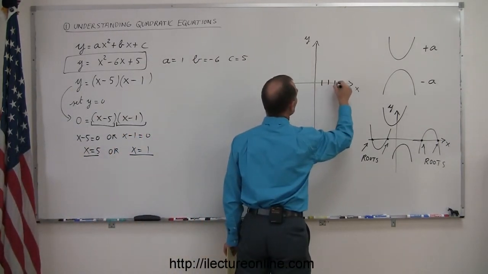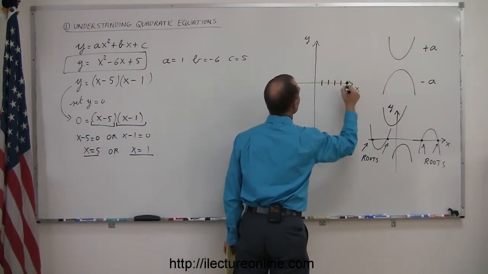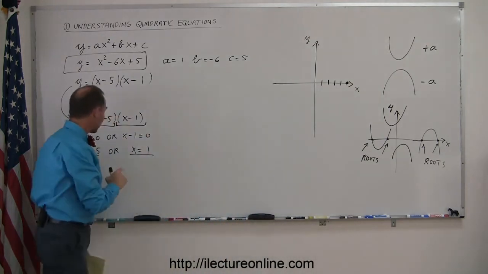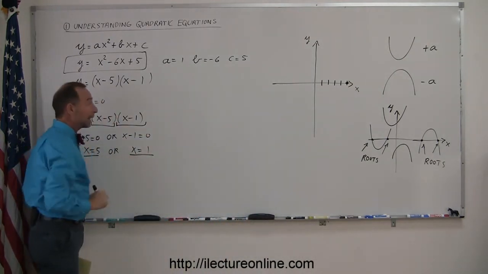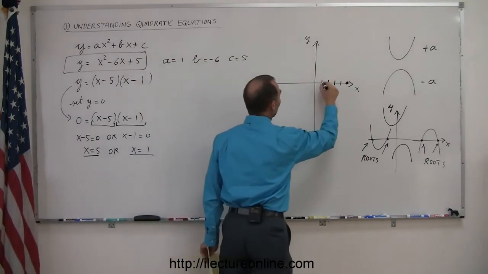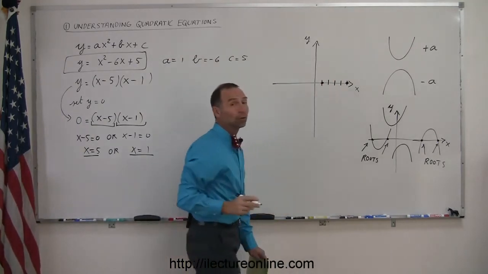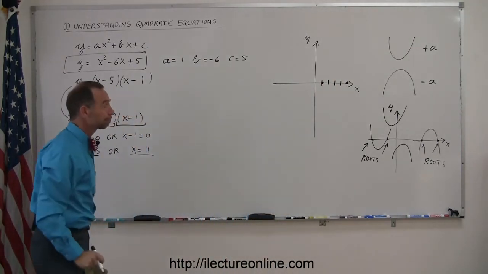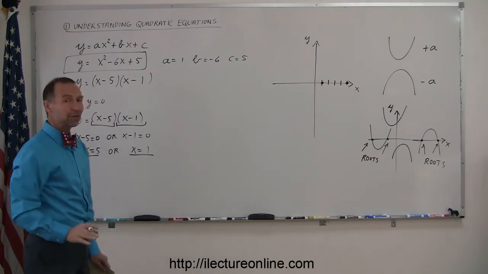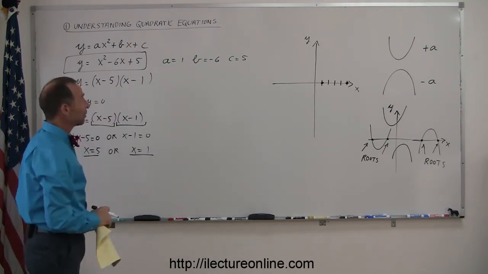1, 2, 3, 4, 5, so right there. And the other place where it crosses the x-axis will be at x equals 1, which is right here. And those are considered the two roots of my quadratic equation. All right, now there's another thing about a quadratic equation that's very important.